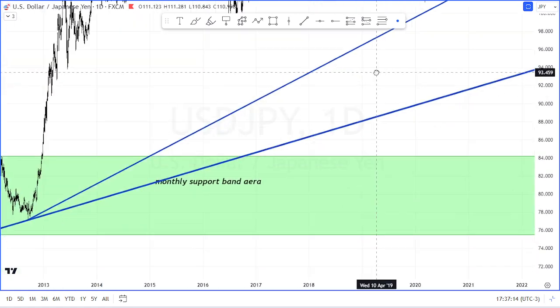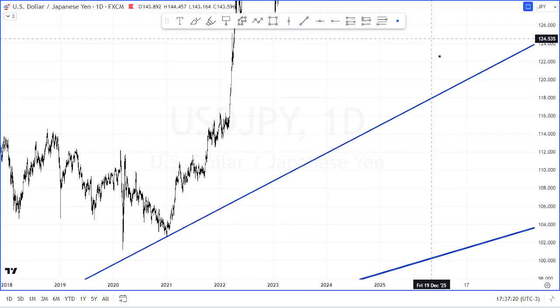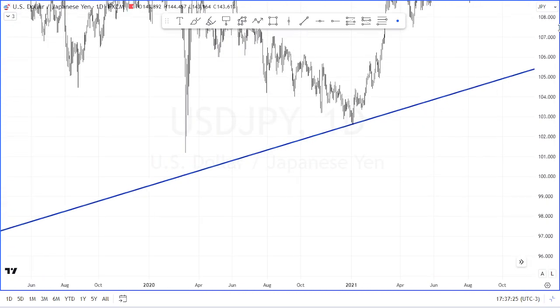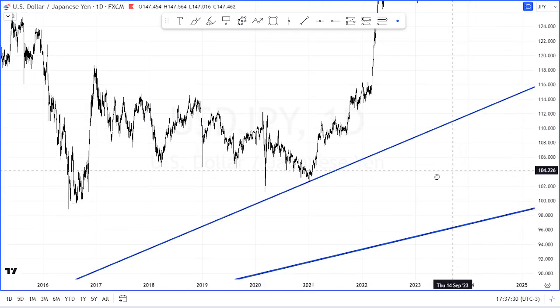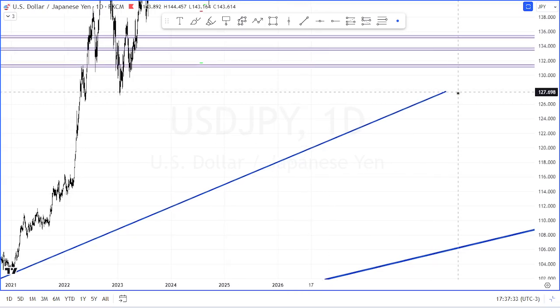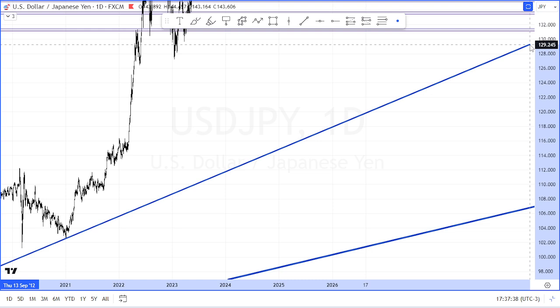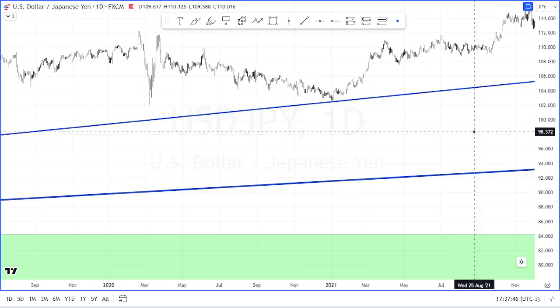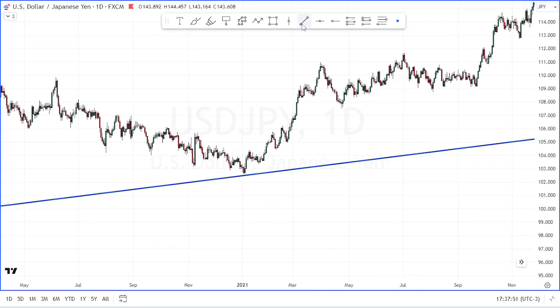Let's check again if I'm breaking anything. Nothing, I'm not breaking anything. This one has already touched here. I think it's too much. I have to adjust one more time. All right, there we go. Now that's the medium trend line right there.